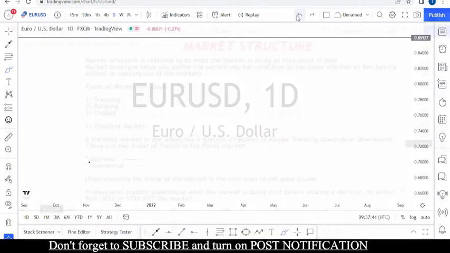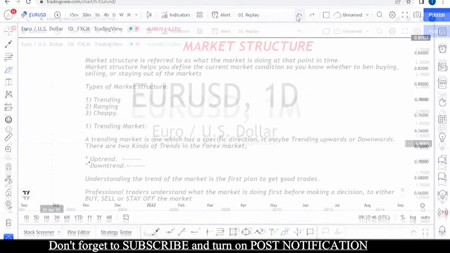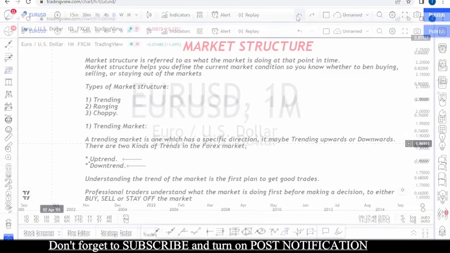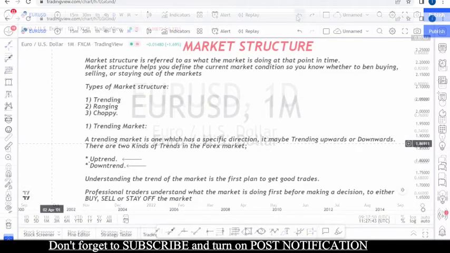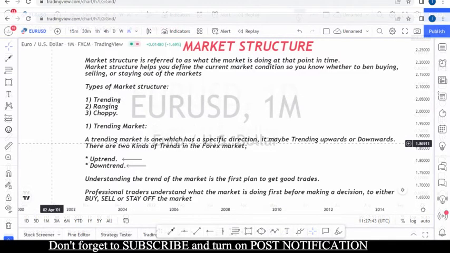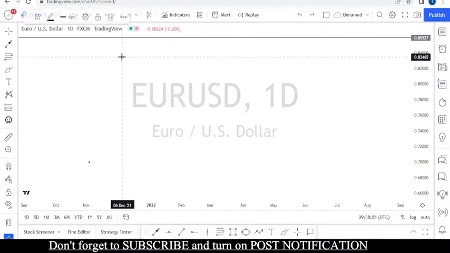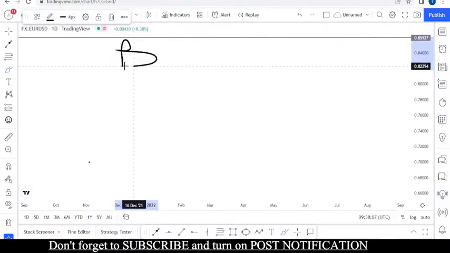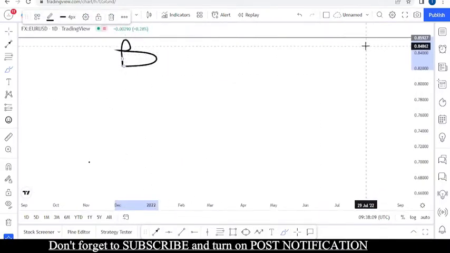So without further ado, let's quickly dive a little bit into market structure, because if you understand the concept of market structure, you'll be able to trade the news events properly, right? Now let's look at the trending market structure first, starting with the bullish market structure, bullish. Then let's put bearish here.